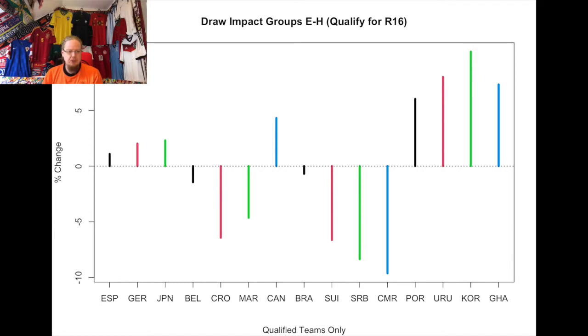It should be Costa Rica, New Zealand. So that makes it actually easier. I'm actually surprised that Japan got boosted that much. We saw already the competitive group, Belgium, Croatia, Morocco and Canada. I was surprised that Canada got the boost here.